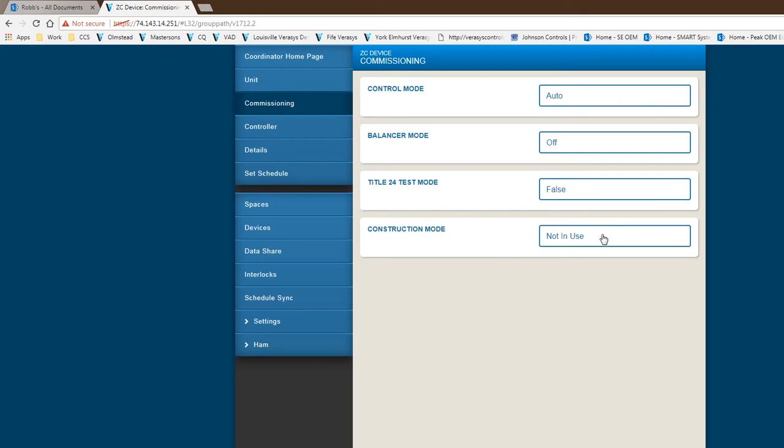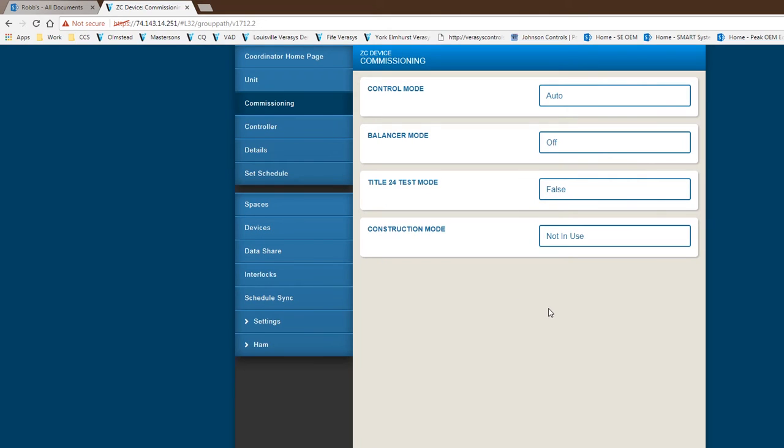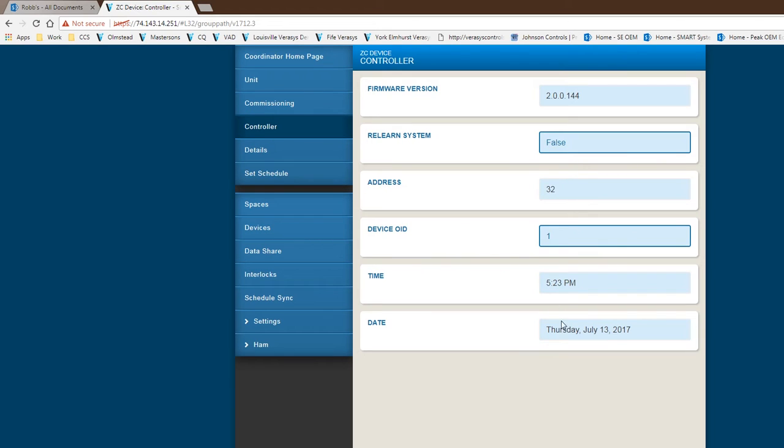And then we also have construction mode, so during the construction phases you can come in here and set the unit before having all the zone dampers actually operating. You could basically have the unit itself go into cooling or heating if you like during the construction mode.